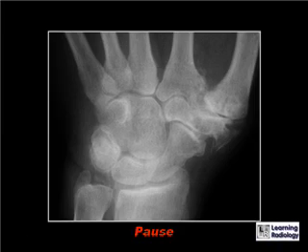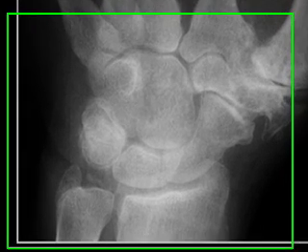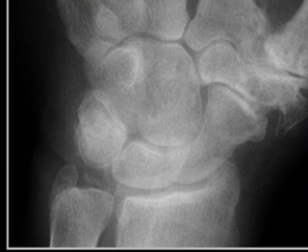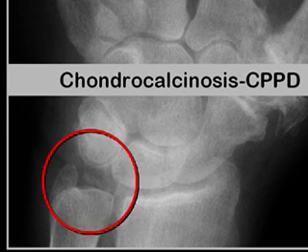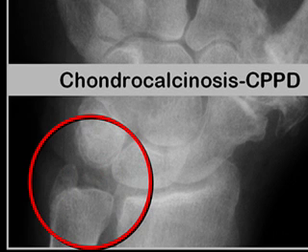This is a close-up of the wrist of a patient who has pain in the wrist. What's your diagnosis? There is calcification of the triangular fibrocartilage of the distal ulna, and this is a patient who has chondrocalcinosis in calcium pyrophosphate deposition disease.